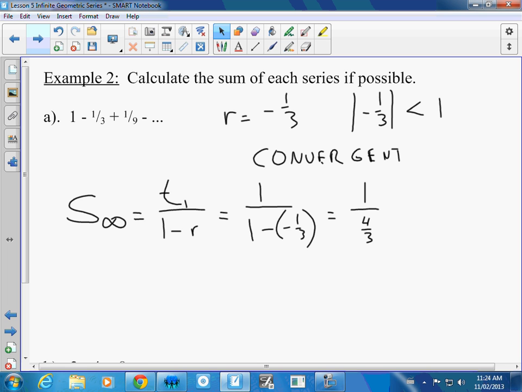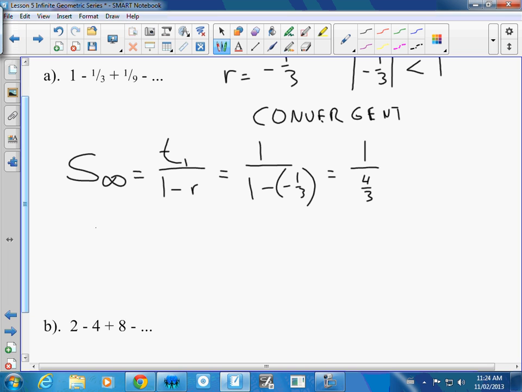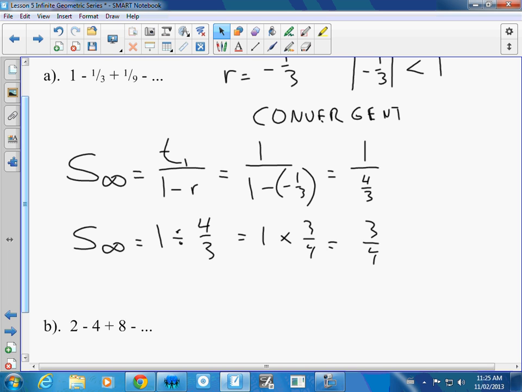Now watch. I want to show you something. If you don't like that, rewrite it. What does this technically mean? 1 divided by 4 over 3. Well, do you like that better? That first one and that second one are exactly the same thing. They're just written differently. Oh, but we know how to deal with division of fractions. It's the same as multiplying by the reciprocal. Remember this now? So 1 times 3 over 4. What's 1 times 3 over 4? 3 over 4. Okay. So what is the sum of this convergent series? 3 over 4. That's it. You're done.